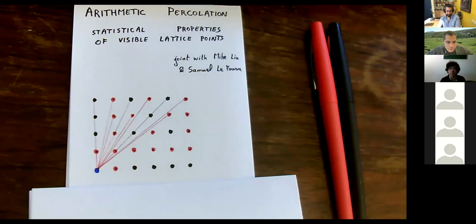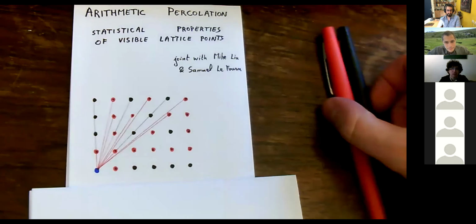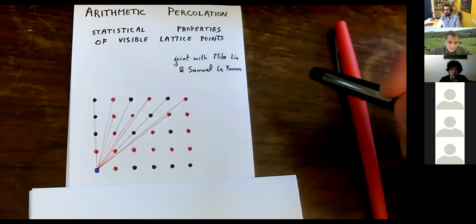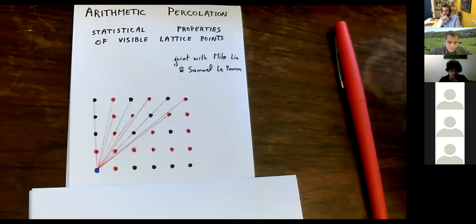And indeed, what I want to talk about today is some arithmetic model in percolation theory, which is related to the so-called visible lattice points. And part of what I'm going to say is a joint work with Samuel Lefourne and Mike Liu.